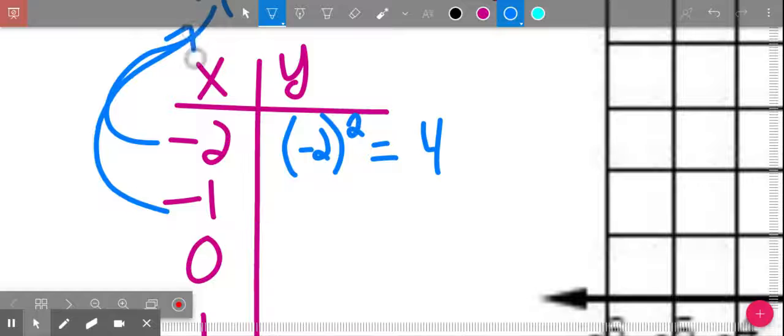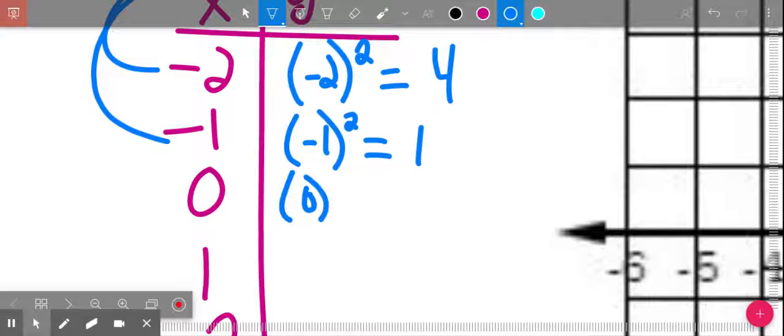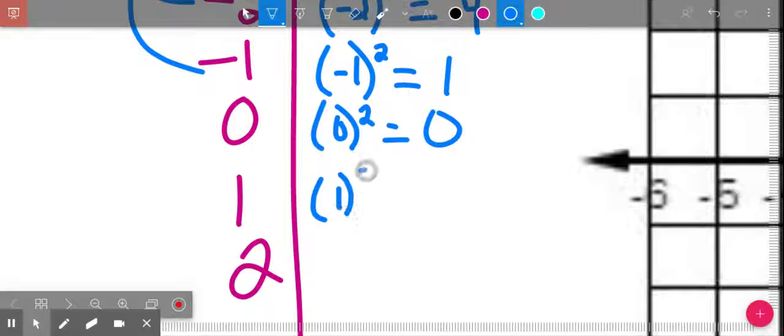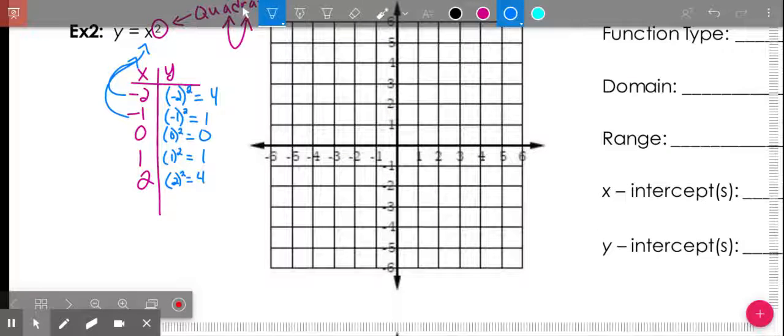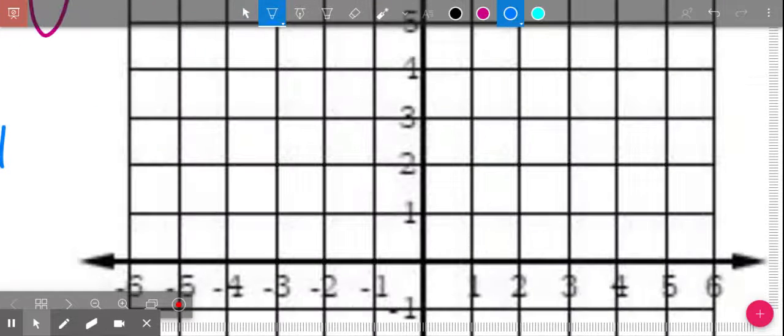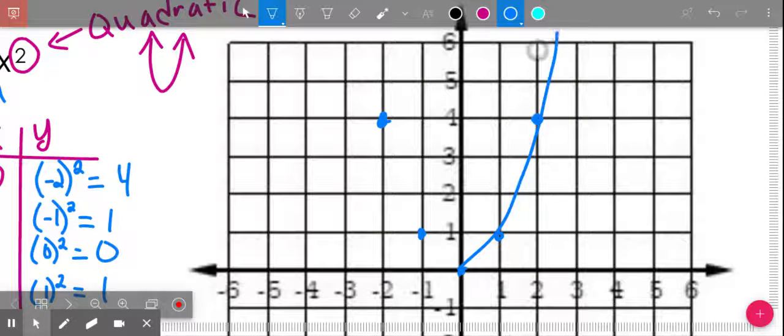Then I'm going to plug in the -1, so I have -1 squared. -1 times -1 gives me 1. Then I'll have 0 squared, which obviously gives me 0. 1 squared gives me 1. And then 2 squared gives me 4. So I've got all my points now: -2, 4; -1, 1; 0, 0; 1, 1; 2, 4.